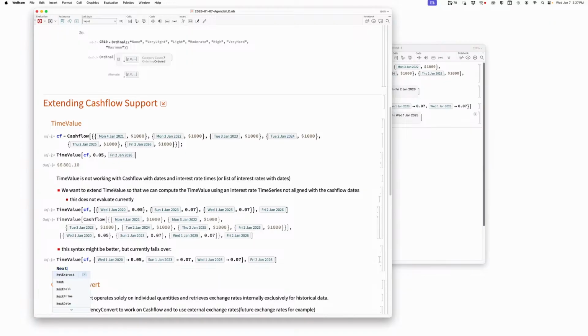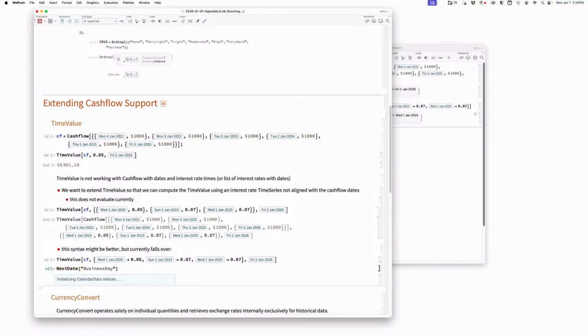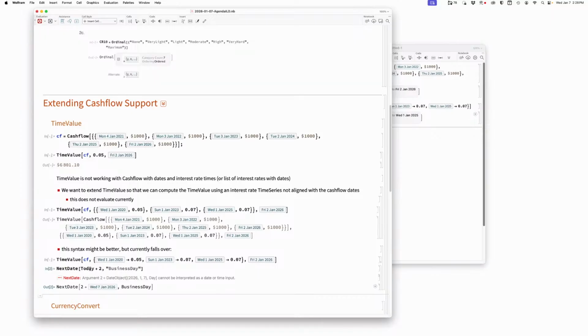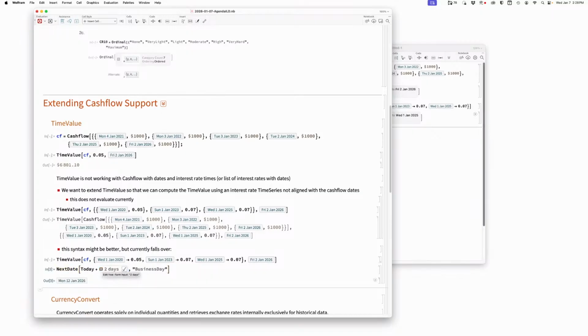Right, but if I want to find the next business day, how do I do that? Just say business day as a string. And that'll be tomorrow, since it's not a holiday. But if you put Friday in, or today plus 2 days as the first argument, then it'll be Monday.